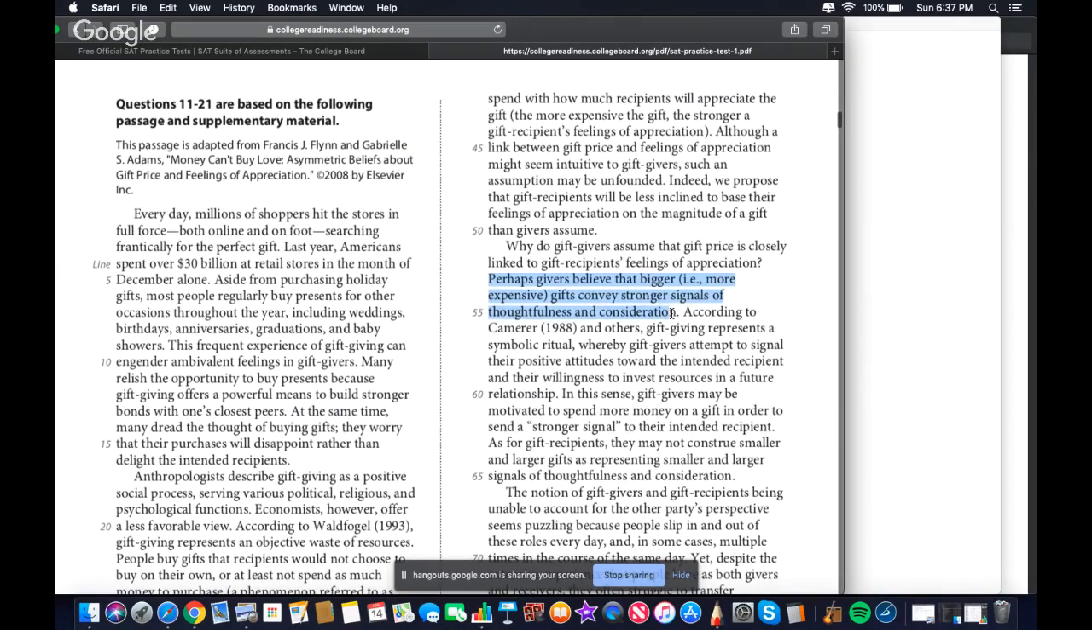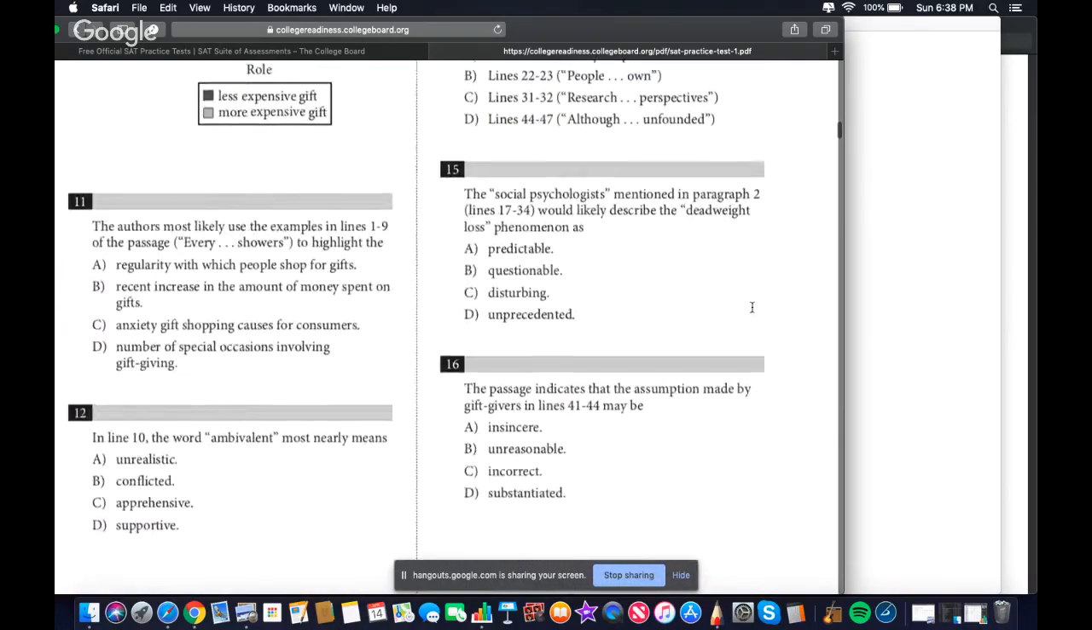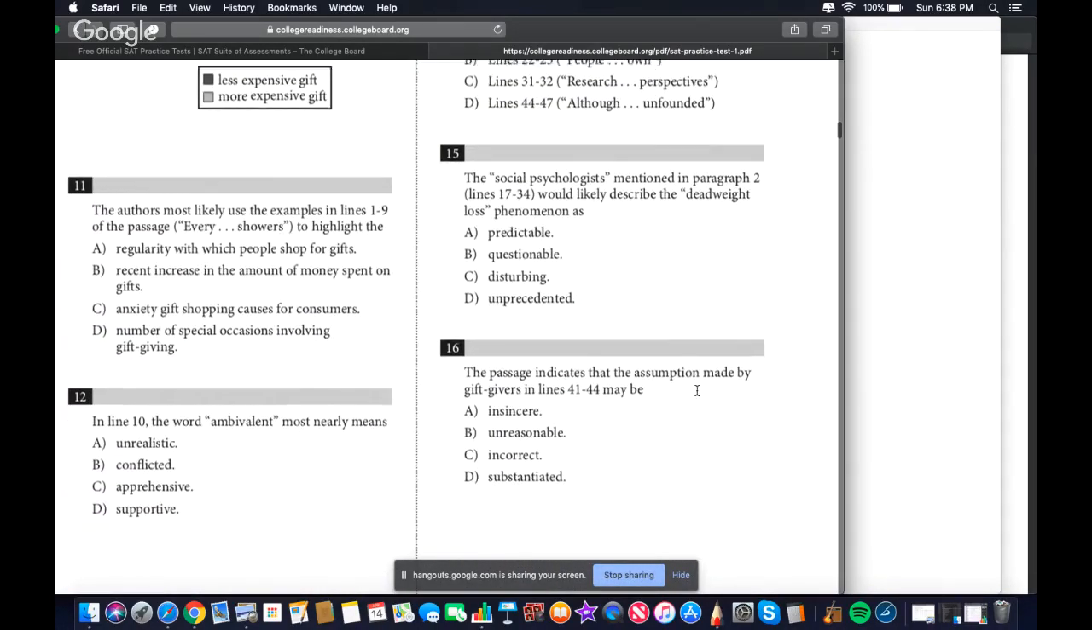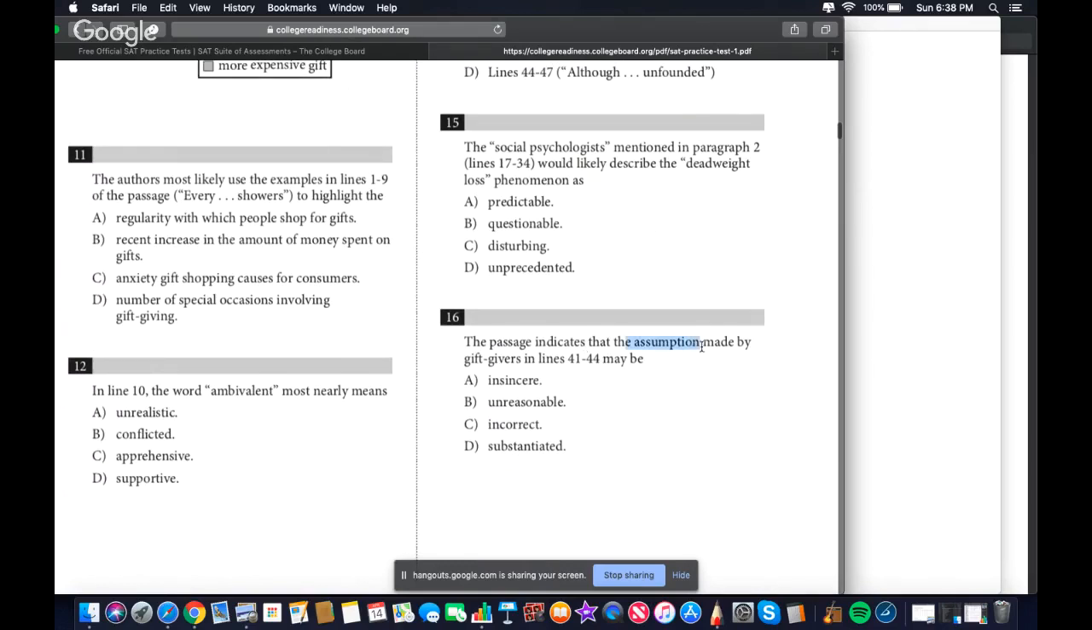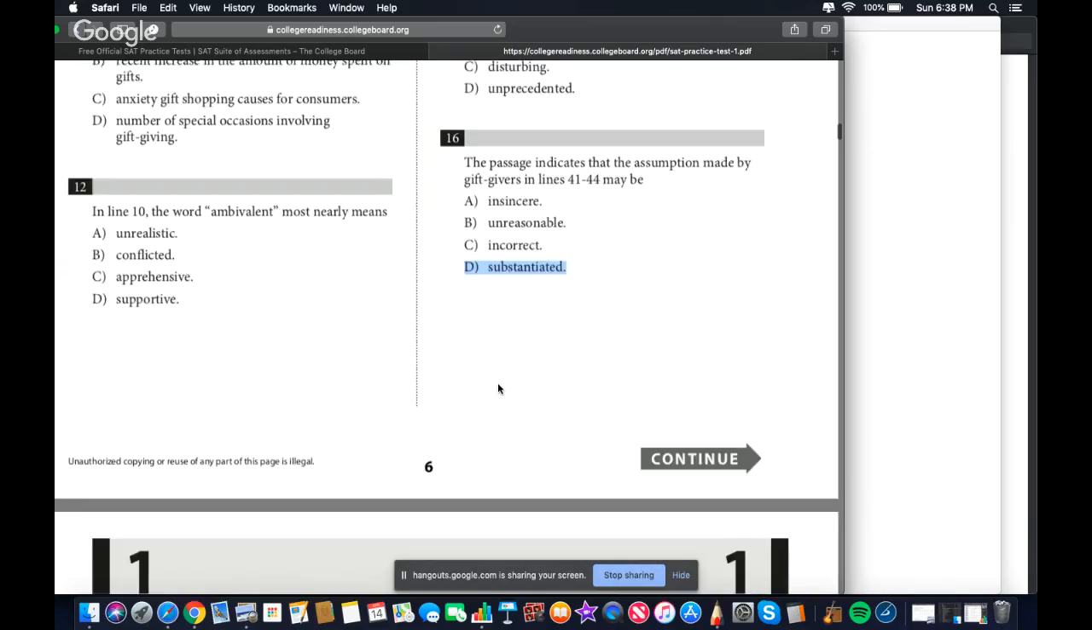Perhaps givers believe bigger gifts convey stronger signals of thoughtfulness and consideration. That is the assumption, right? So, okay, it does talk about the assumption, but it just says perhaps that's true. Perhaps they think this. I mean, the assumption is that they think this. So that doesn't really map on anything, because substantiated, which is the only one that's close here, means to provide substance to back something or to support something. That's just the statement. Again, we need evidence to substantiate something.